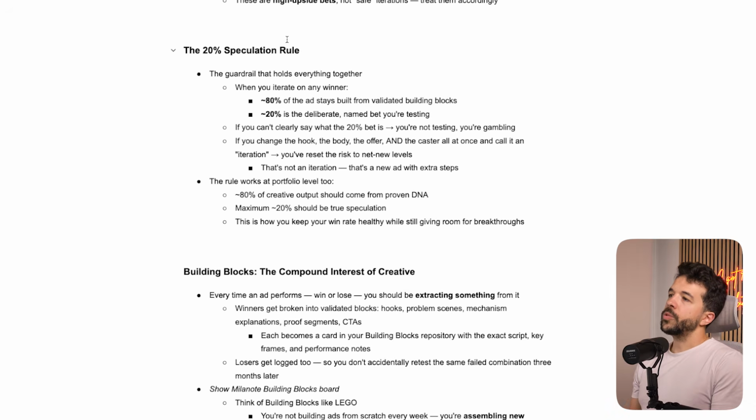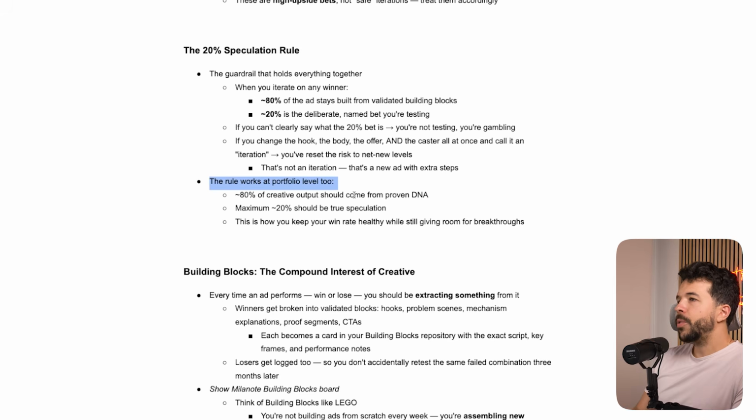Now, the 20% speculation rule is something that we use, and it's a sort of guardrail that holds everything together. When you iterate on any winner, you want to make sure that 80% of the ad stays built on the validated building blocks, and 20% is the deliberate named bet that you are testing. If you can't clearly say what the 20% bet is, you're not testing, you are gambling. If you change the hook, the body offer, and the actor all at once and call it an iteration, that's not an iteration. You basically reset everything and you're testing something that's not new.